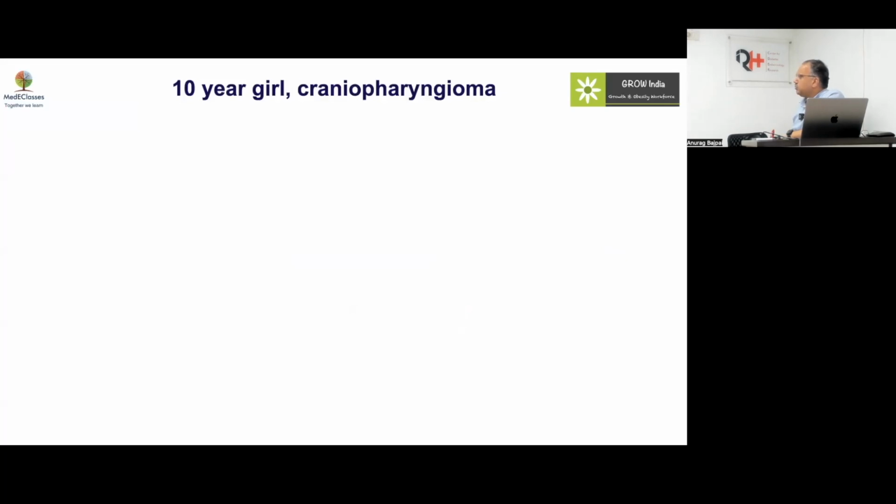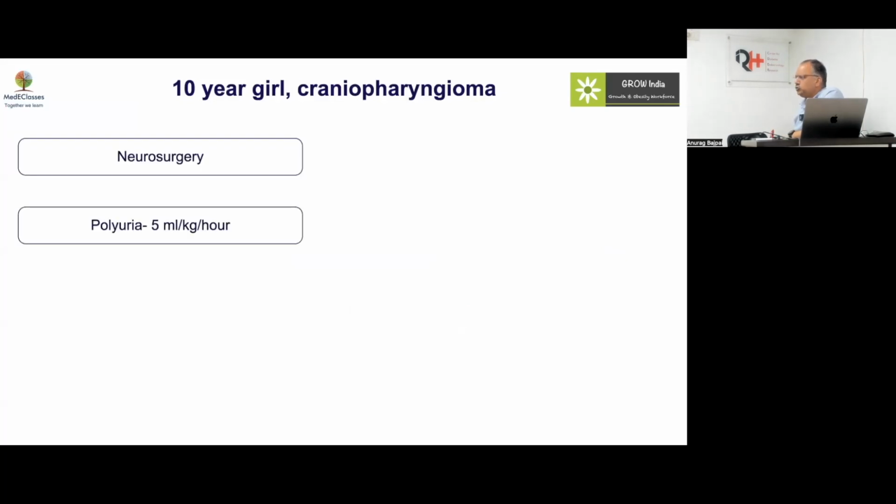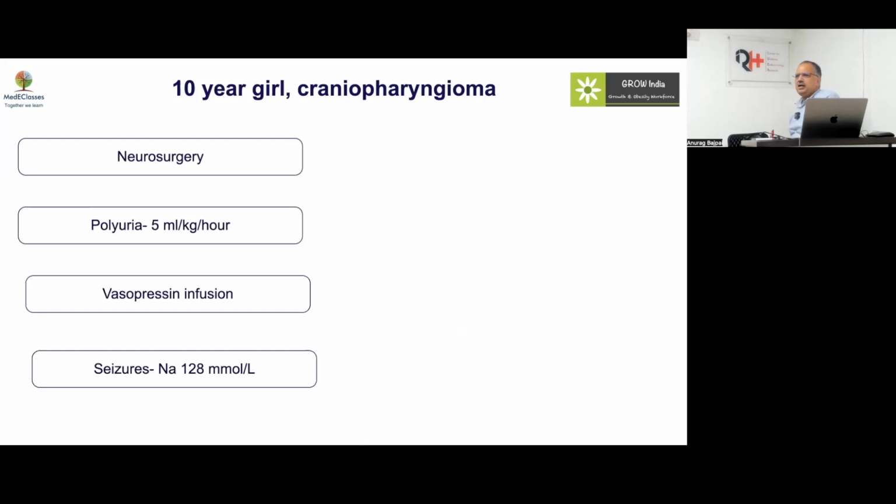So this is what we're talking about. A 10-year-old girl with craniopharyngioma post neurosurgery has polyuria, was given vasopressin and developed hyponatremia. So what do you think went wrong in this regard?